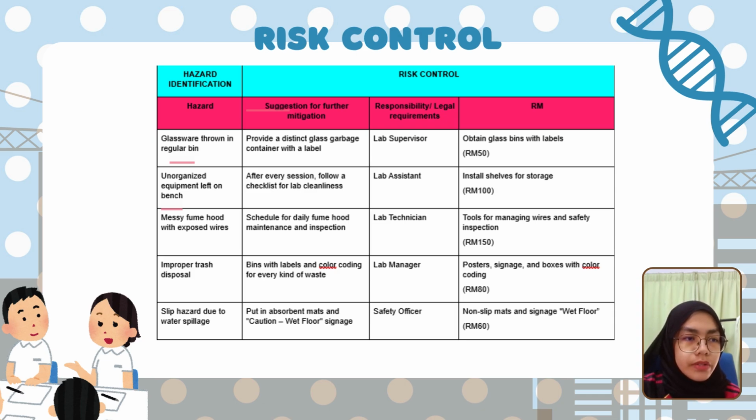For the slip hazard due to water spillage, engineering controls like floor drains and non-slip mats can greatly lower the danger. Staff and students should also be instructed to always wear non-slip shoes in the lab and to wipe up spills right away.